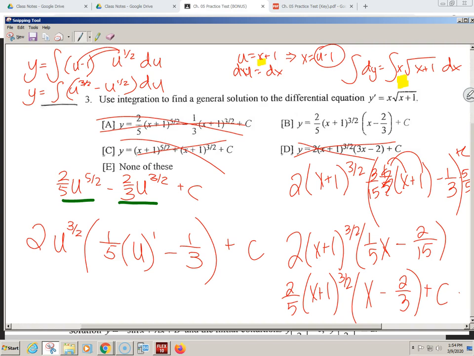But you guys could have also multiplied this guy in to be 2/5 and to be 4/15ths. And then you could have multiplied that in to be 2/5 and to be 4/15ths. You can kind of play with answers and see if they match, even if they don't look exactly the same. But yeah, that was a good question. That's B.